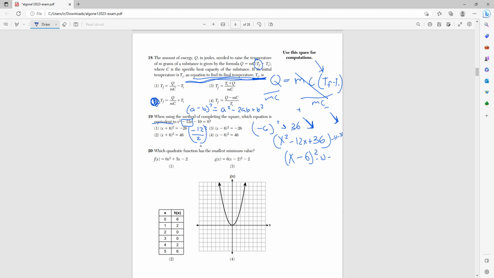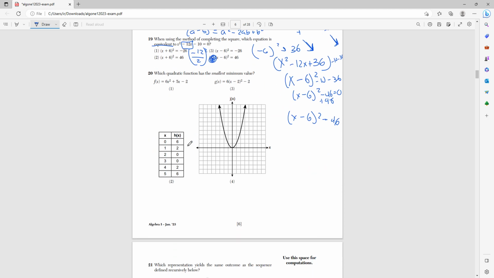And here you have -10 minus 36, so you have (x minus 6) squared minus 46 is equal to 0. And obviously none of our answer choices are in terms of 0, so we just add the 46 on this side, so we know that (x minus 6) squared is equal to 46. And that's going to be choice number 4.